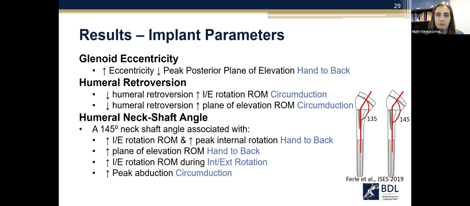And third, a 145 neck shaft angle was associated with increased internal external rotation range of motion during both the hand to back and rotational movements, as well as increased plane of elevation during the hand to back and increased abduction during circumduction.